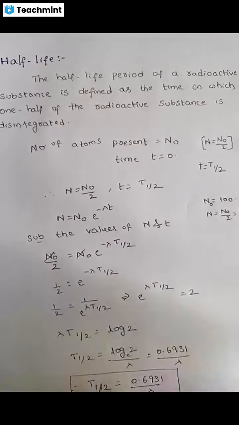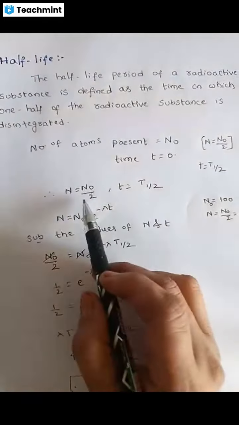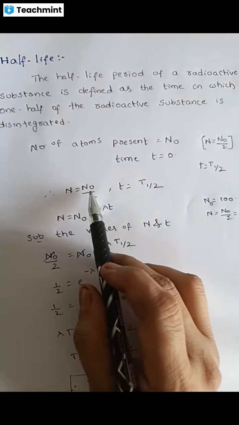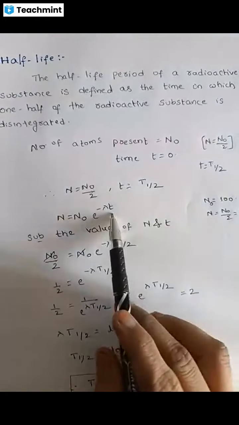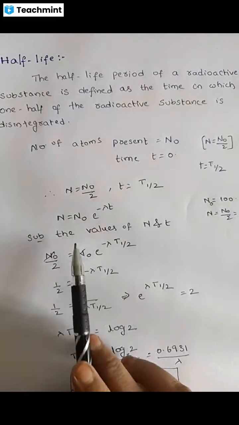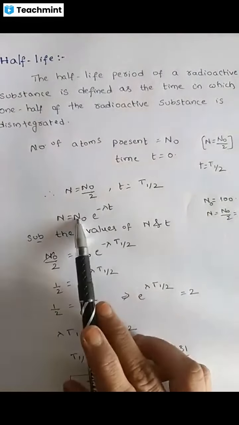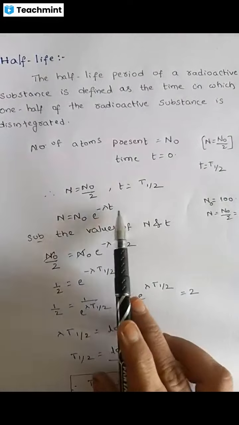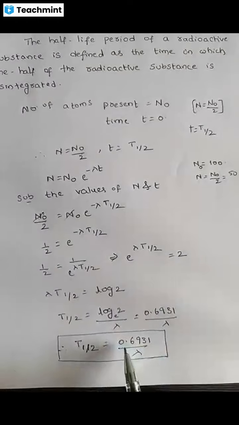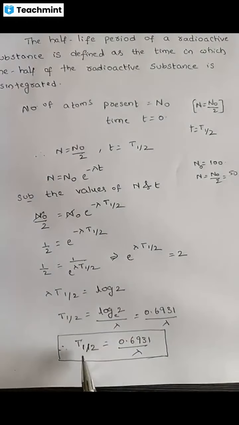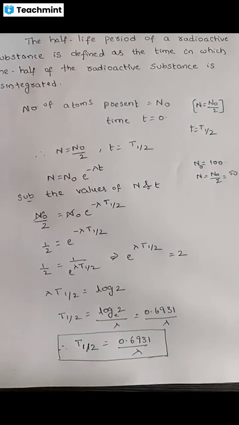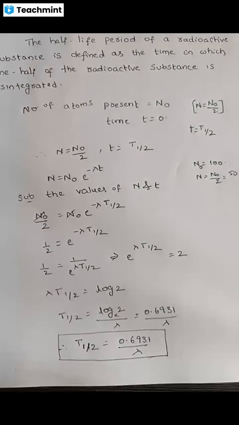Here N is the number of atoms present at any instant of time. N naught is the number of atoms present at the initial time. And lambda is the decay constant. Substituting the values of N and t in the formula N is equal to N naught e power minus lambda t, we get the half-life period t half is equal to 0.6931 by lambda, where t half is the half-life period and lambda is the decay constant. This we call the half-life period of a substance.